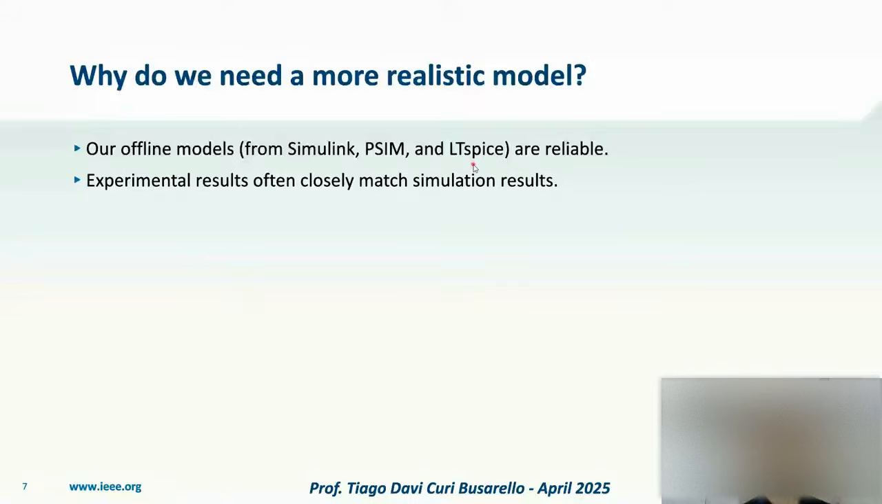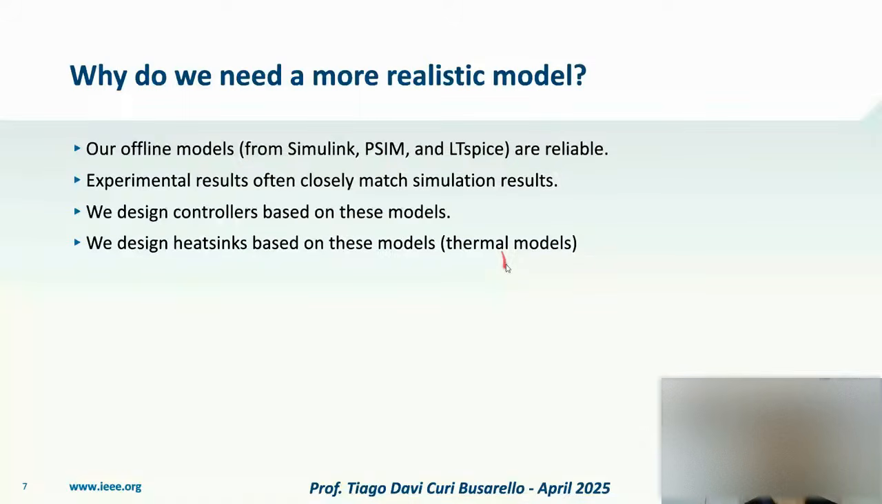Another thing that makes this question really interesting is that our experimental results often closely match simulation results. We have models like in a paper, math. We design controllers based on that. They work. We design models. So the question here persists. Why do we need a more realistic model?